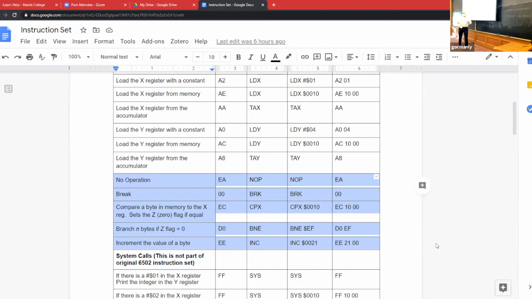Break is halt. That's the same thing. There's nothing really notable or interesting about them, other than what they are. I don't think you'll honestly have to use no op in this class. You're welcome to if you think you do. If things are slow enough, as you'll see, I don't think we need to make them any slower.